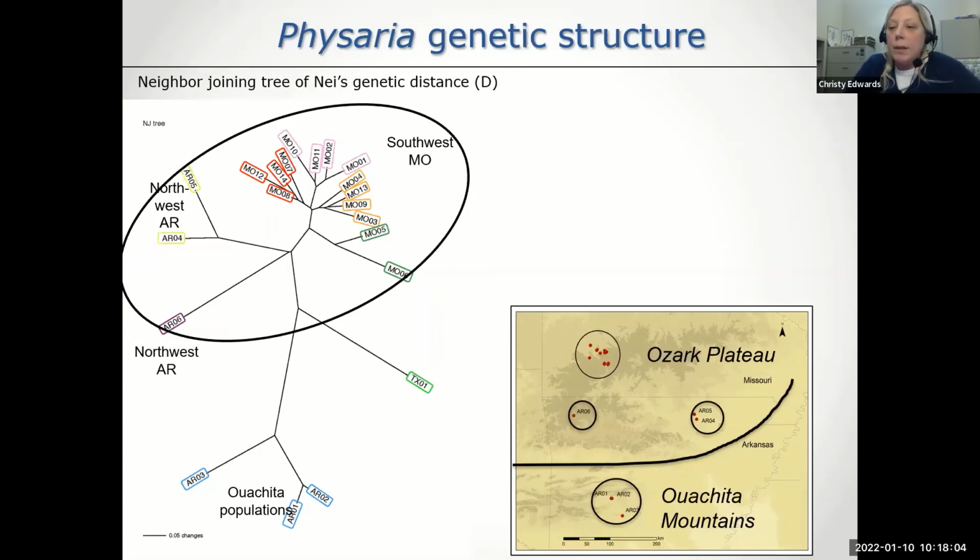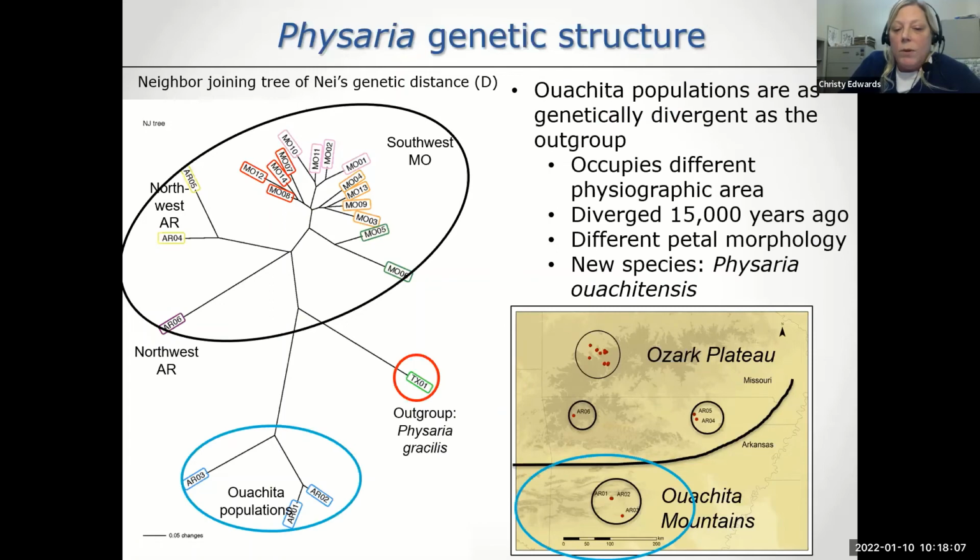But we also sampled an outgroup, and this is really useful for rooting a tree. What we found is that the Ouachita populations in the southern part of the species range are as genetically divergent from the rest of what was supposed to be the same species as the outgroup. It actually looks like they're more genetically similar to the outgroup. We've done some additional research, and we found that they occupy two different physiographic areas. They diverged about 15,000 years ago.